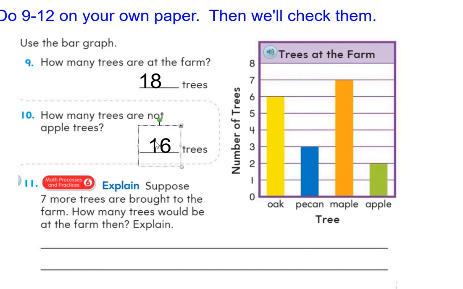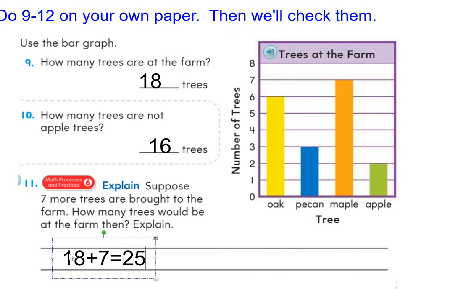Suppose 7 more trees are brought to the farm. How many trees would be at the farm then? Okay, so we're starting with 18 because we know that that's the total number of trees at the farm. Then we have to add 7 to that number. We're bringing in 7 more. 18 plus 7 would be 25. And then we always have to label trees.